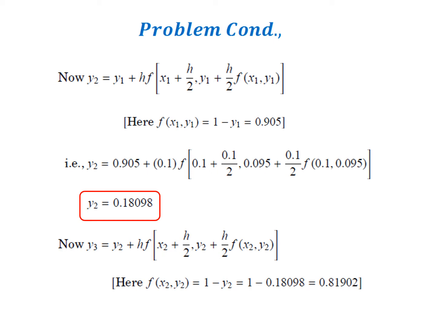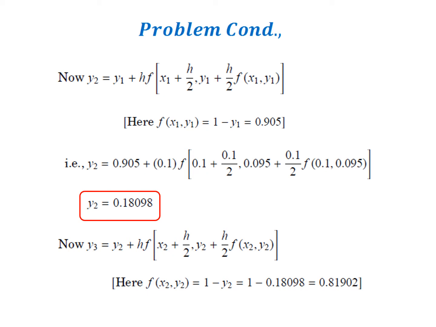Y2 is equal to y1 plus h into f of x1 plus h by 2, comma, y1 plus h by 2 into f of x1, comma, y1. So first I need to calculate the inside f of x1 comma y1 value. Here x1 is equal to 0.1 and y1 we previously calculated as 0.905. Substitute that here. I will get this f of x1 comma y1 value.